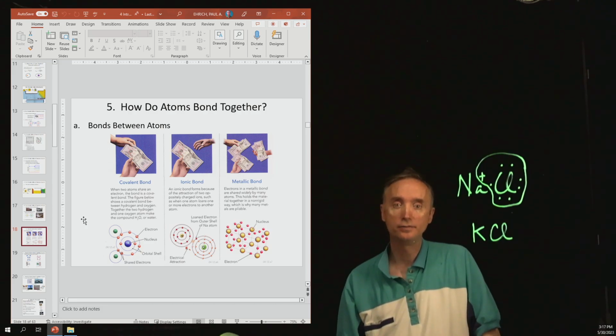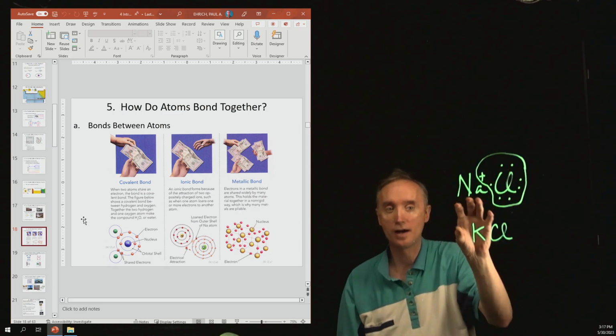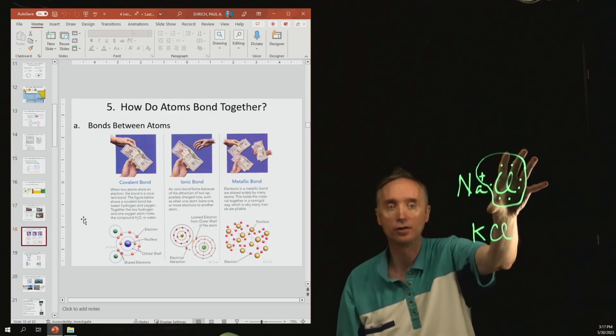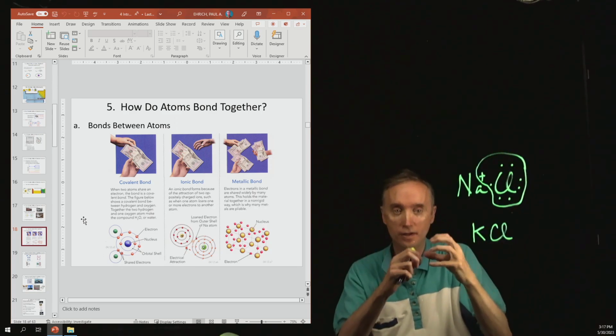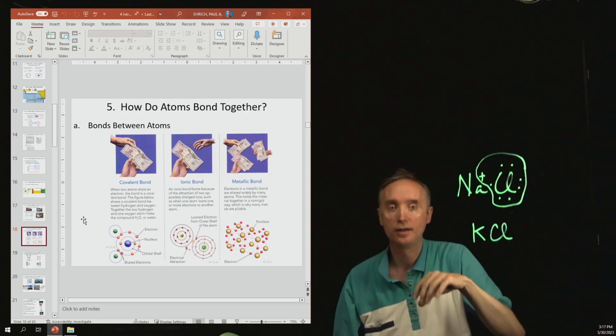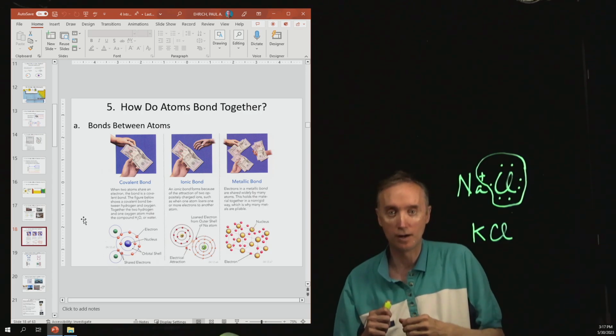Okay, and then you should also know about a covalent bond, and you should also know about a metallic bond. This one here was an ionic bond because it made ions. It made a sodium ion and a chlorine ion that stuck together. So this would be an ionic reaction, and it makes an ionic bond.